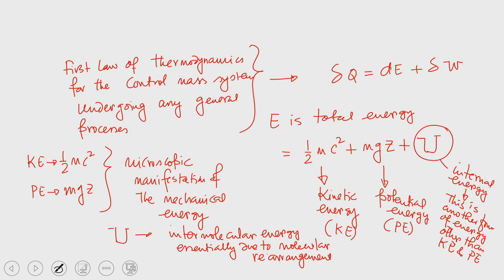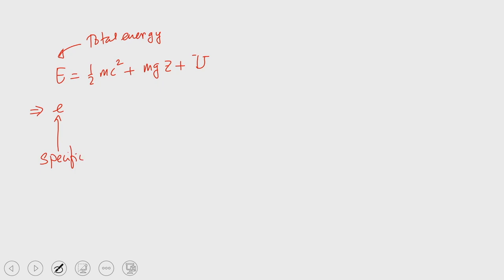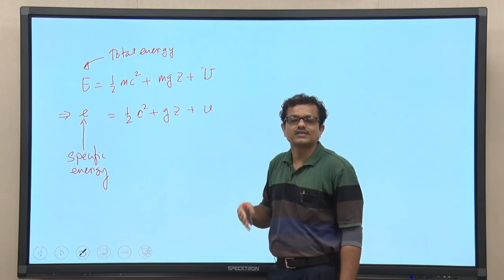Okay. So, basically you can write this total energy in terms of the specific energy. So this E equal to half m c square plus m g z plus total U. If we try to write specific energy, this is the total energy and this is specific energy, equal to half c square plus g z plus small u. Okay. Now, we have discussed already that potential energy and kinetic energy are the microscopic manifestation of the mechanical energy, whereas this u, the form of energy other than the potential and kinetic energy, is the intermolecular energy, which is essentially due to molecular rearrangement.